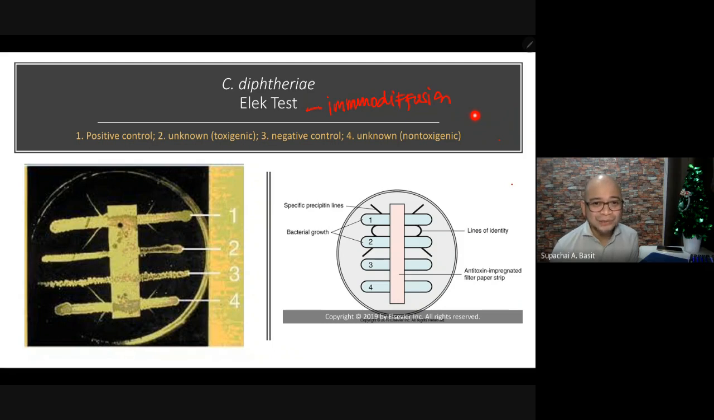So all you need to do here is to inoculate bacteria. So these are bacteria 1, which is a positive control. And then bacteria 2 is the unknown. This is now your test organism. And then bacteria 3 is the negative control. And number 4 is another unknown. So we will just be comparing the result for number 2 and 4, because number 2 is an example of toxigenic bacteria, and number 4 is an example of non-toxigenic bacteria.